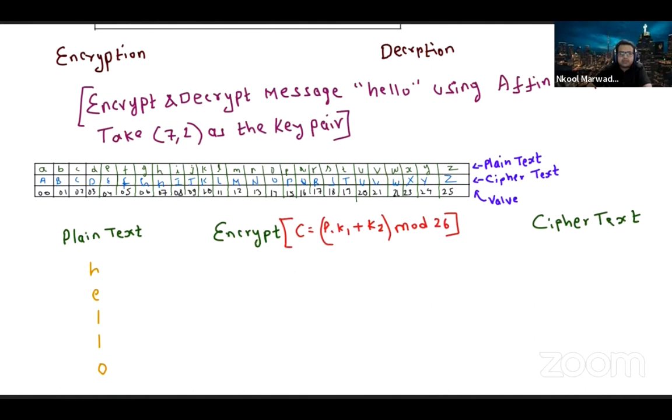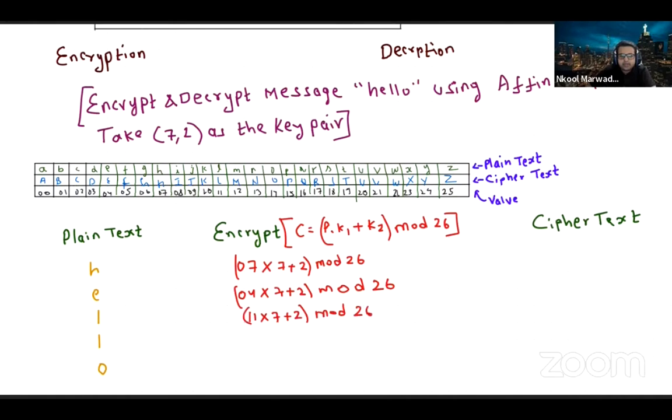So H in the table is 7. So 7 into K1, that is 7, plus 2 mod 26. Similarly, E is 4, so 4 into 7 plus 2, mod 26. Then we have L, that is 11, so 11 into 7 plus 2, mod 26. Once again we have 11 into 7 plus 2, mod 26. Then finally we have O, which is 14. So 14 into 7 plus 2, mod 26.